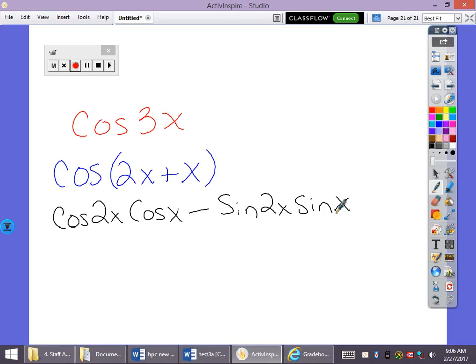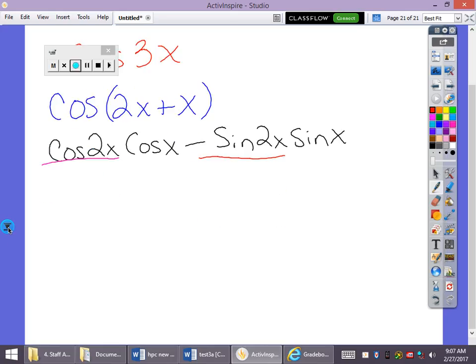What can I do? I can substitute. I can substitute for the cosine 2x, and I can substitute for the sine 2x, yes? What is the formula for cosine 2x? It is cosine squared minus sine squared. Because I'm subbing, I'm going to put it in parentheses, and I'm going to bring down this cosine x.